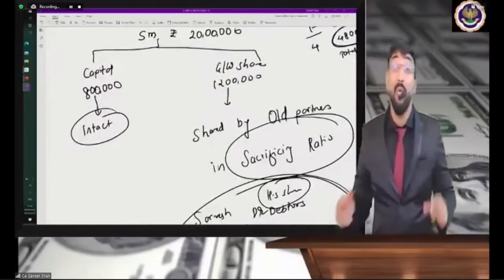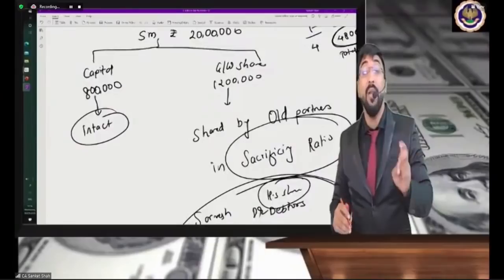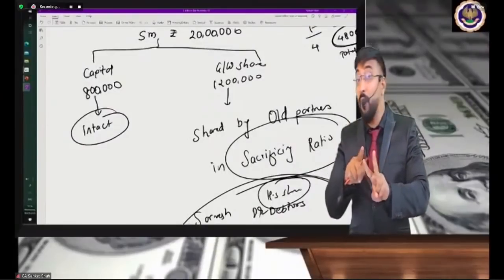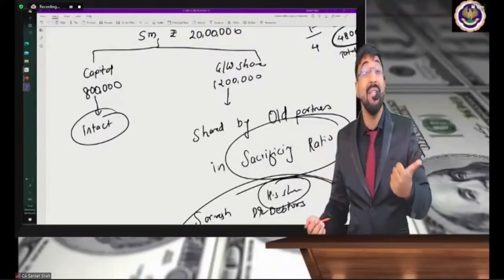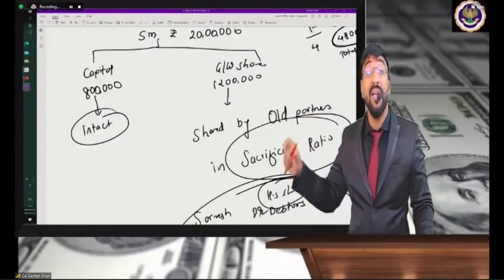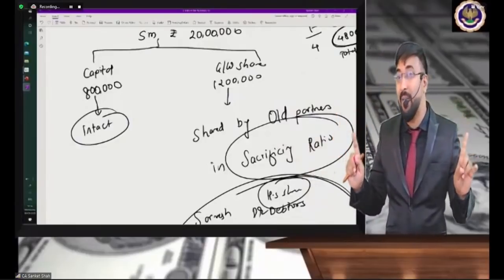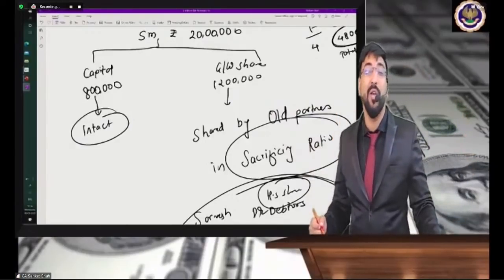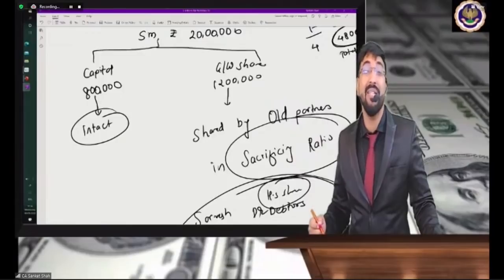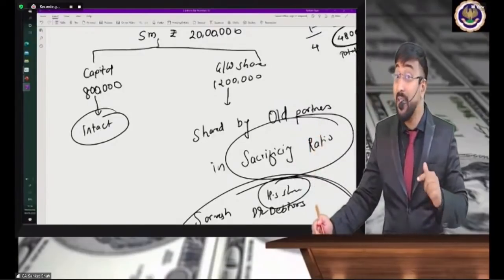I hope you got the concept of goodwill. So remember, the new partner will bring two amounts: one towards capital and the second towards goodwill. The amount towards capital will be returned at the time of dissolution. It is not going to be shared by any partner, but the goodwill amount is going to be shared by all partners in the sacrificing ratio. And this is in case of admission.